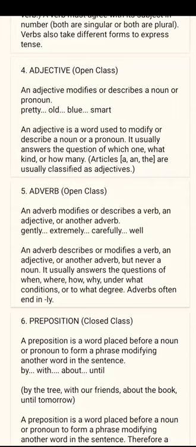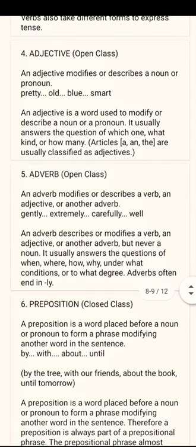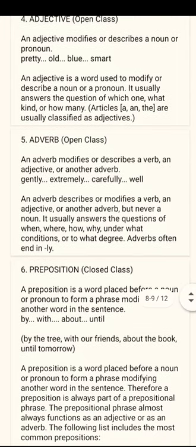Articles a and the are usually classified as adjectives. Now, this is very important. Articles a and the were usually considered before as the ninth part of speech. But now they are considered as adjectives. So how many, what kind, or which one? This is the description an adjective gives. We will discuss the different types.